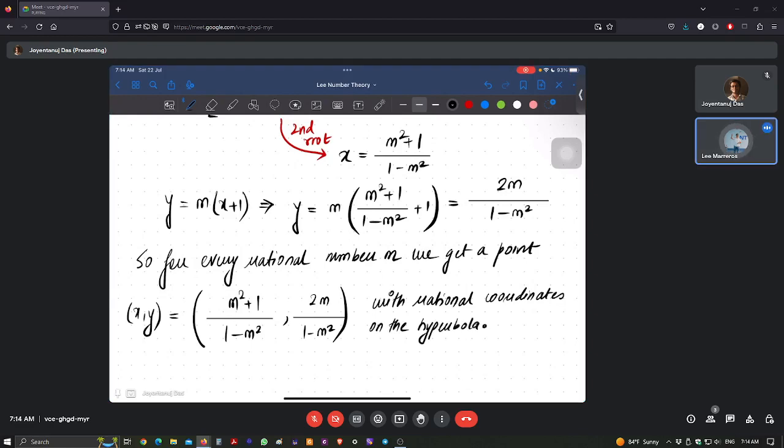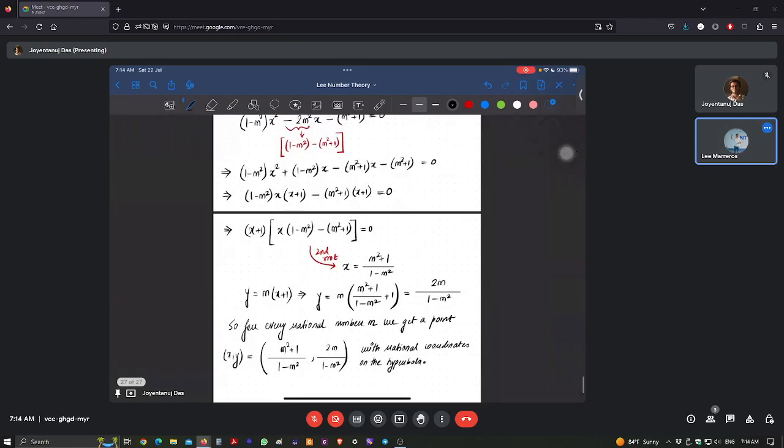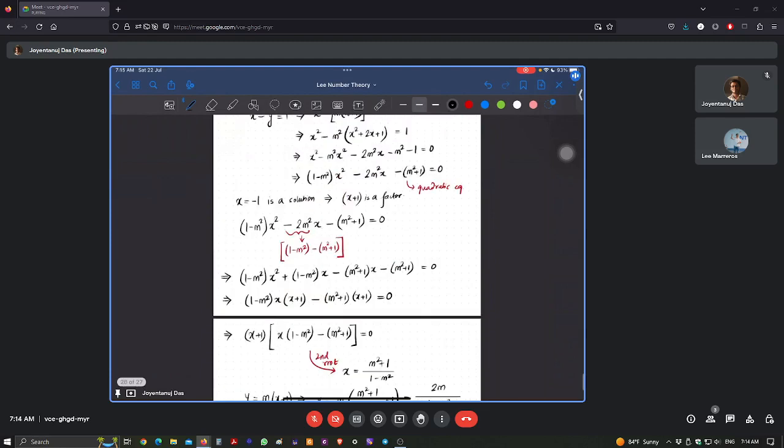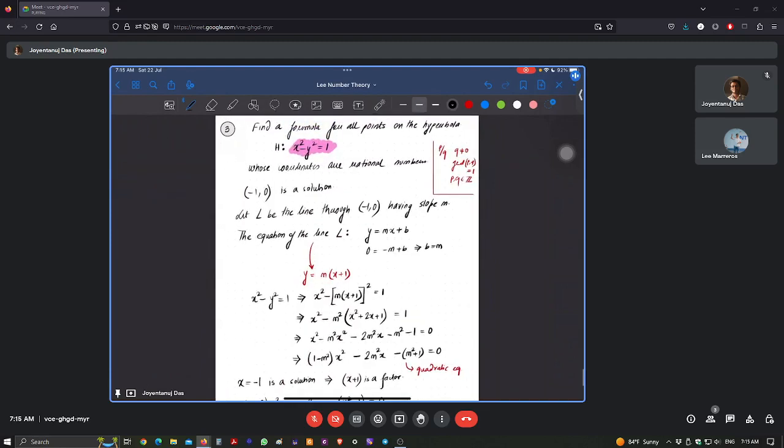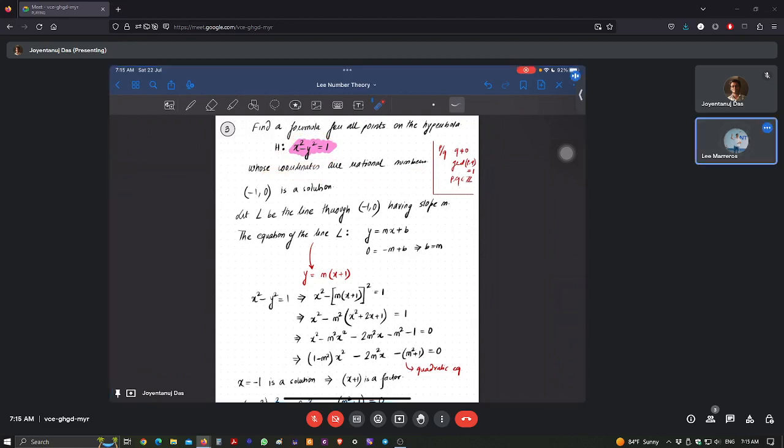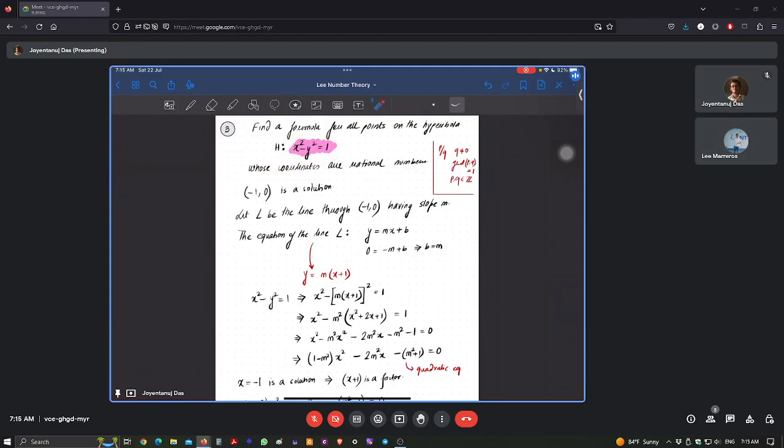Just to make this clear, that means any rational number, which is a over b, will be represented in those coordinates. Let me explain what I'm doing. We are trying to find all the coordinates that are rational numbers on this hyperbola. So for any m, we start with any m that is a rational number. I have told this orally, but I have not written it down. So m is a rational number.